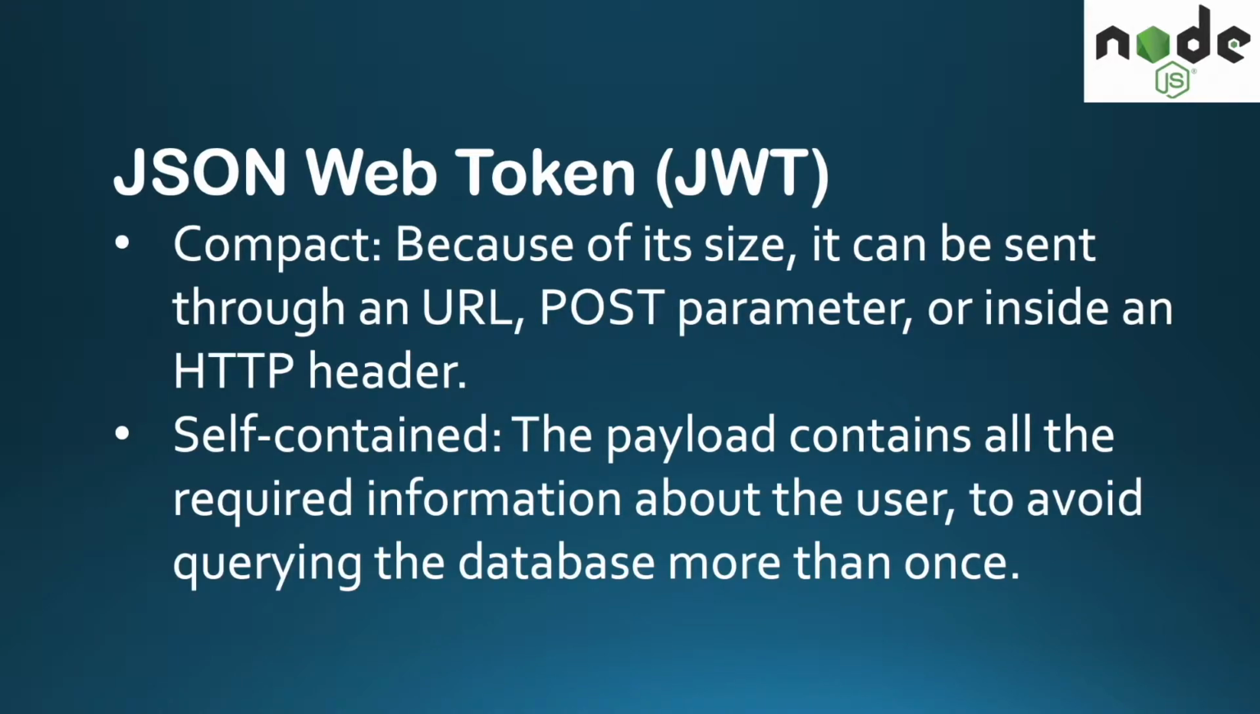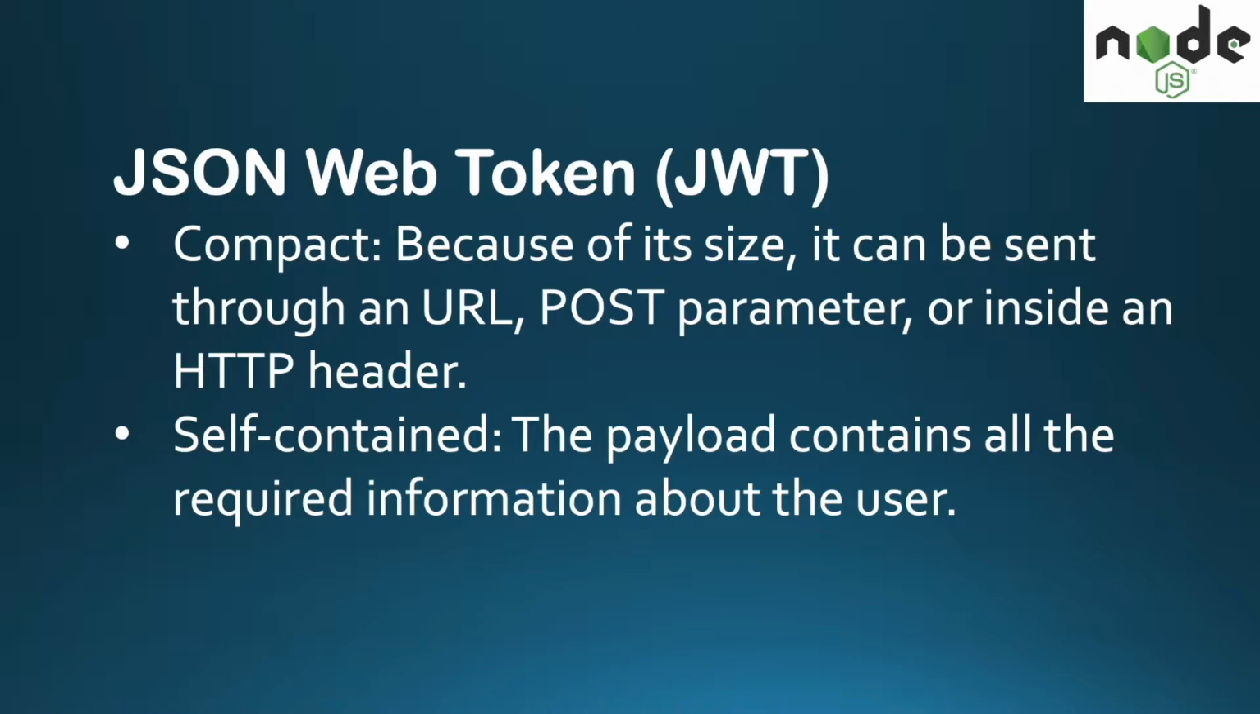Why are JWTs compact? Because of their small size, they can be sent through a URL, a post parameter, or inside an HTTP header. They are self-contained. And what does that mean? That the payload, the information that was sent in the JWT, contains all the required information about the user.